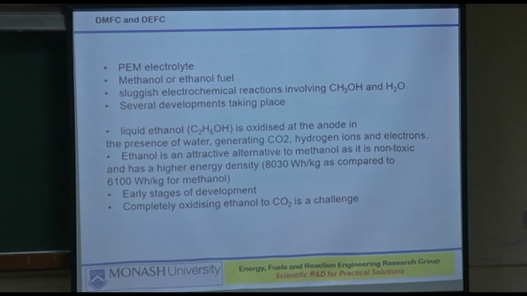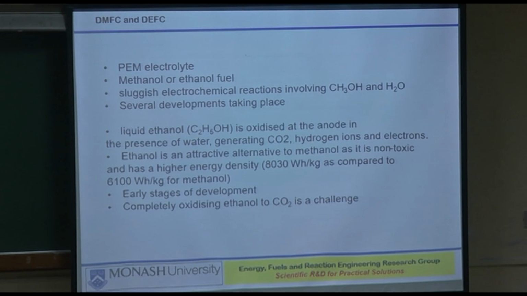Okay, then the methanol and the ethanol fuel cells. The electrolyte is still PEM, as we mentioned before. Fuel is different. Methanol is very cheap. Ethanol is another one. But one of the problems still to be overcome is that the electrochemical reactions involving the methanol and the steam are still a bit sluggish. But there are a lot of developments taking place in that area.